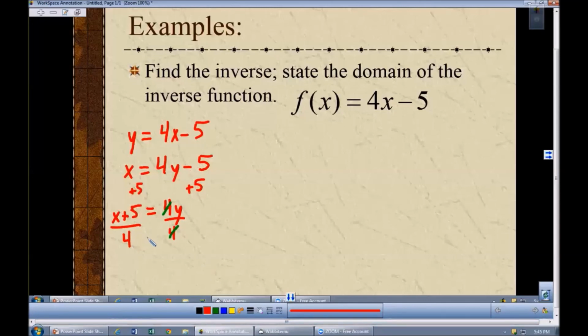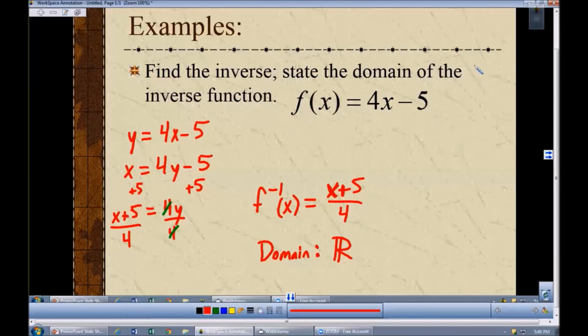Now, for our last step, instead of writing y, we're going to write the notation f inverse of x is equal to x plus 5 all divided by 4. Now, as I look at this function, I don't see any x's in the denominator. I don't see any square roots that we'd have to worry about keeping positive. So the domain of this function is all real numbers. And what we've done is we've now found the function that will take any output from f of x and trace it back to its original input.